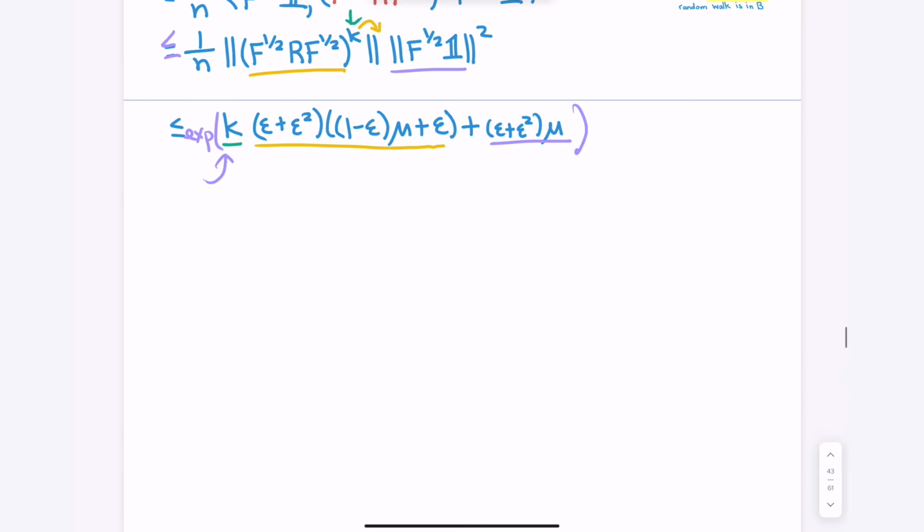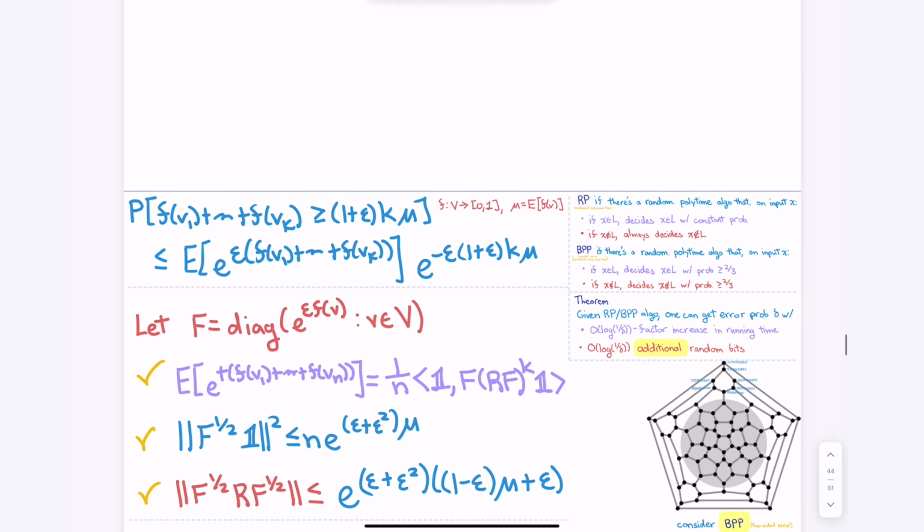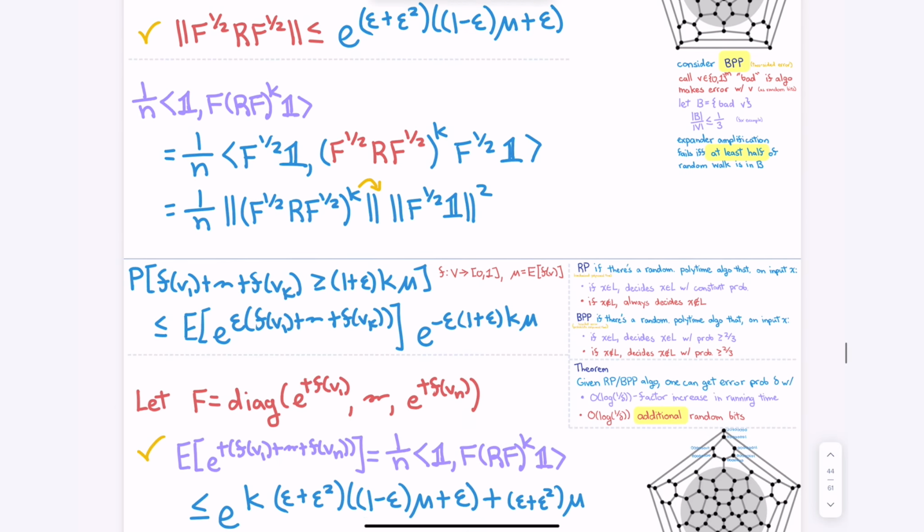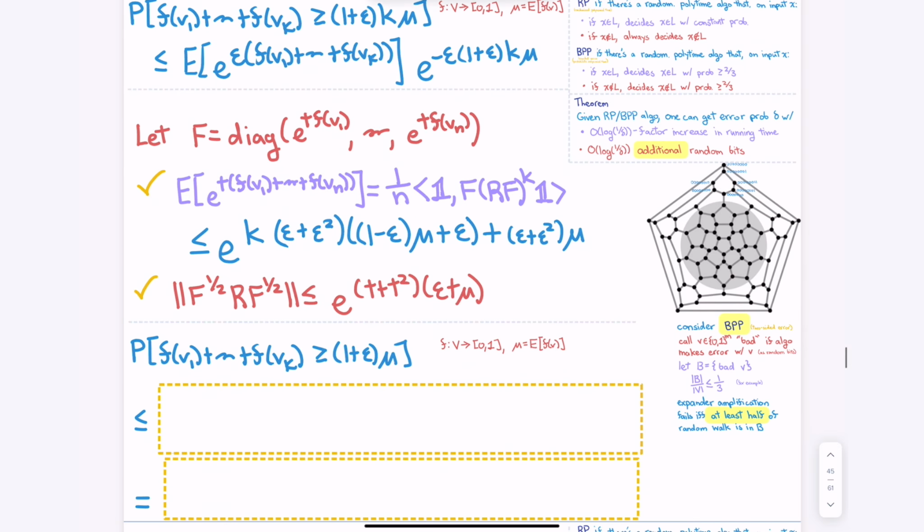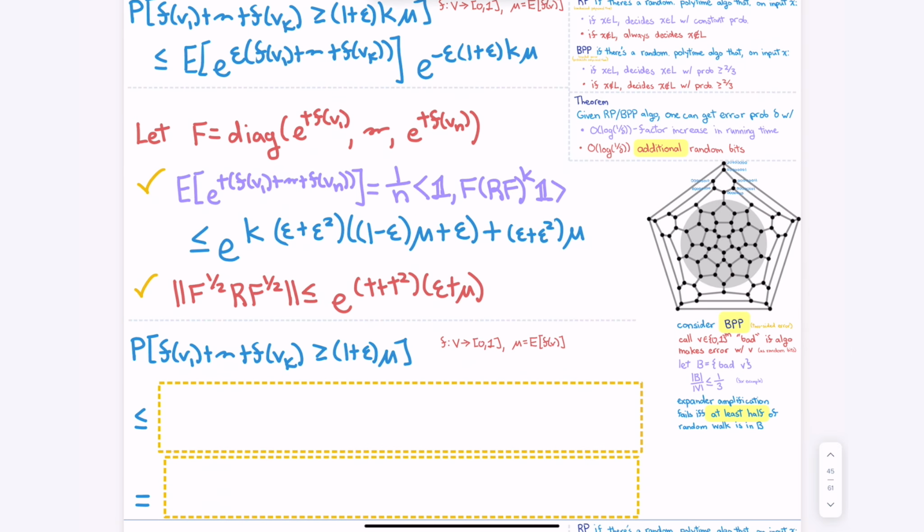I don't think there's anything else down here. It looks like it's just repeating. All right, so let me just finish the proof. Now we're just plugging in. It only looks painful because there's all these terms floating around.